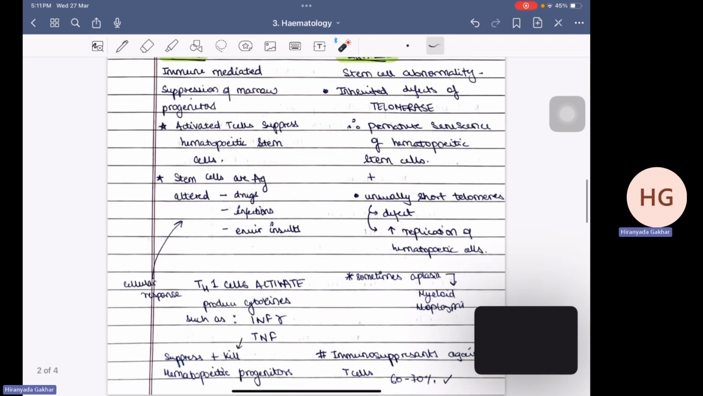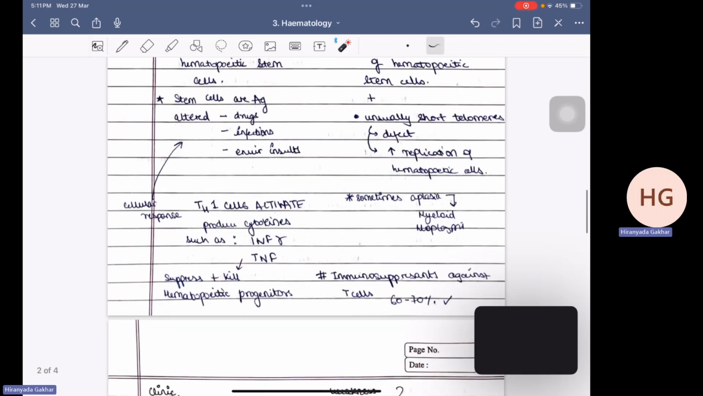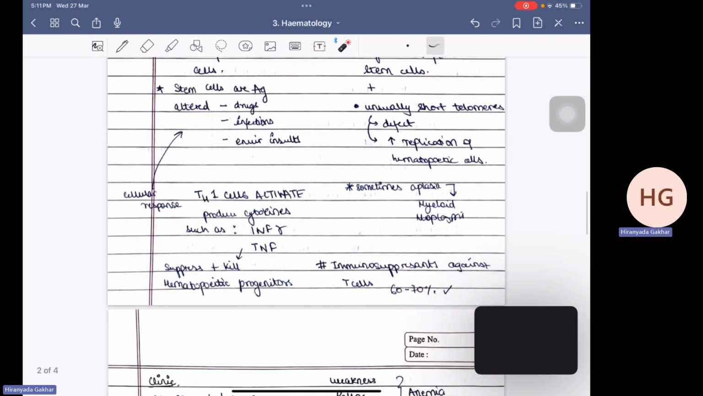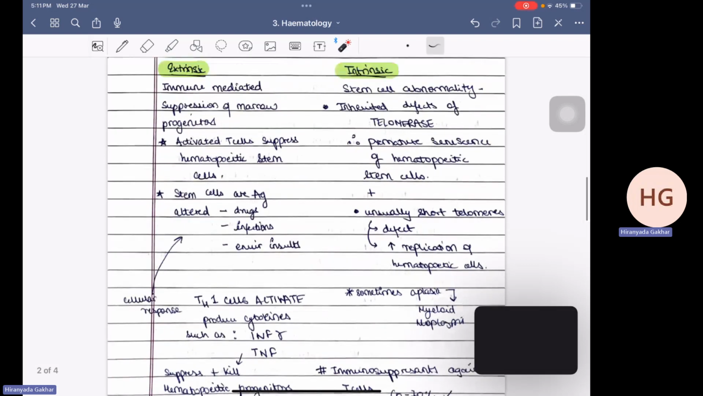So, stem cells are antigens and they are altered by drugs, infections, or any kind of environmental insult. So over here is a short mechanism of it. So we have the Th1 helper cells that are activated and they produce cytokines such as interferon and tumor necrosis factor. These cytokines suppress and kill the hematopoietic progenitor cells.